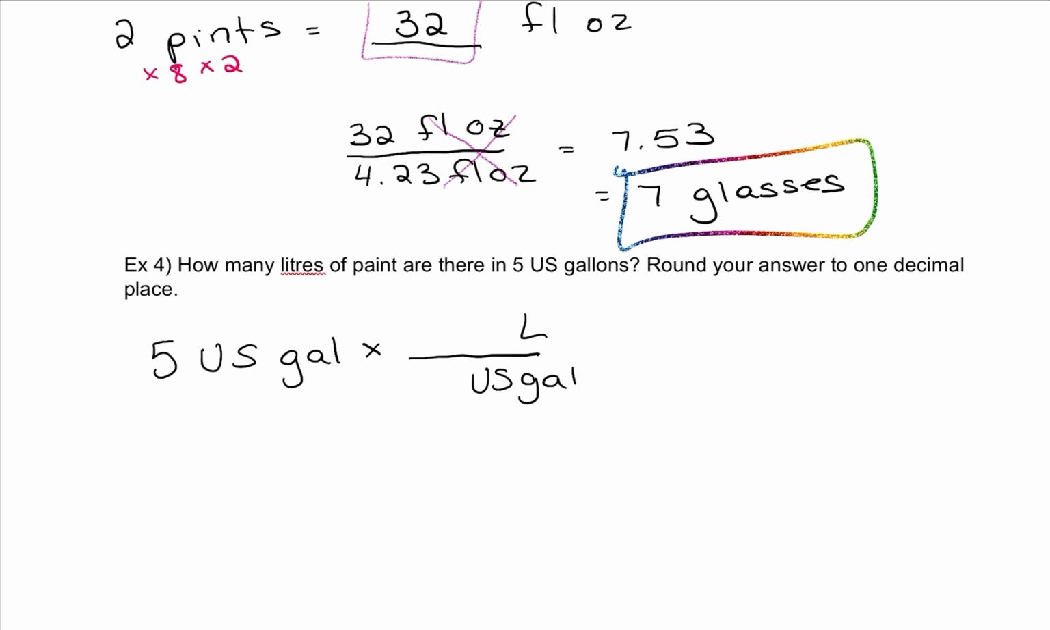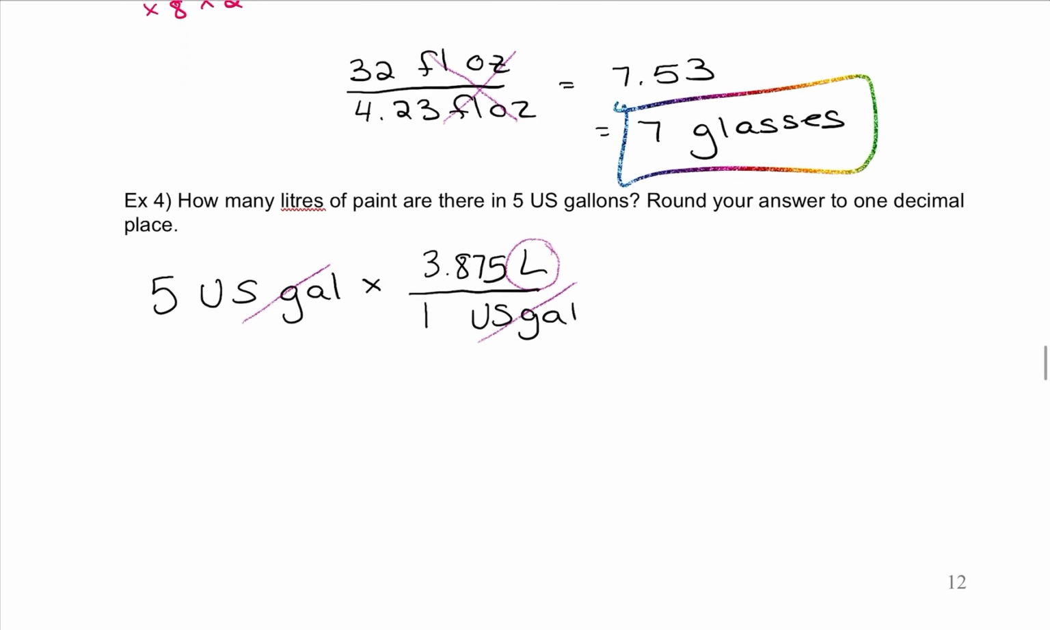So now you need to think about where the 1 will go and where the 3.875 will go. That's why I like to place the units first. 1 US gallon is 3.875 liters. So we can see that our gallons cancel and our liters ends up being our final answer. This will be a multiplication question. 5 times 3.875, and we're rounding to 1 decimal, so 18.9 liters.